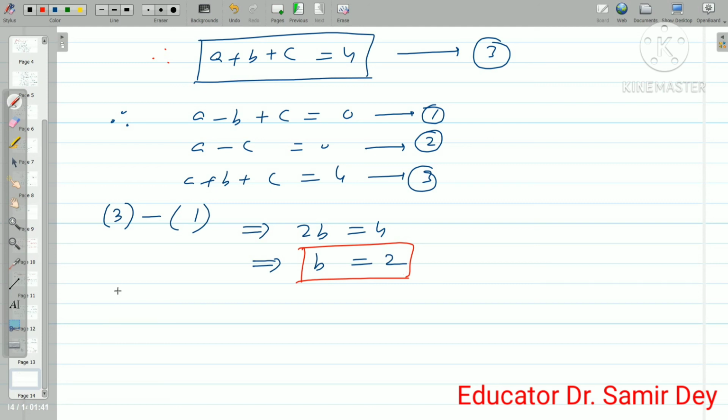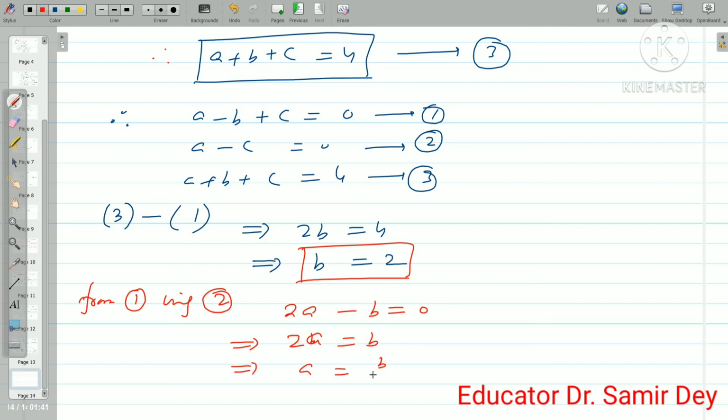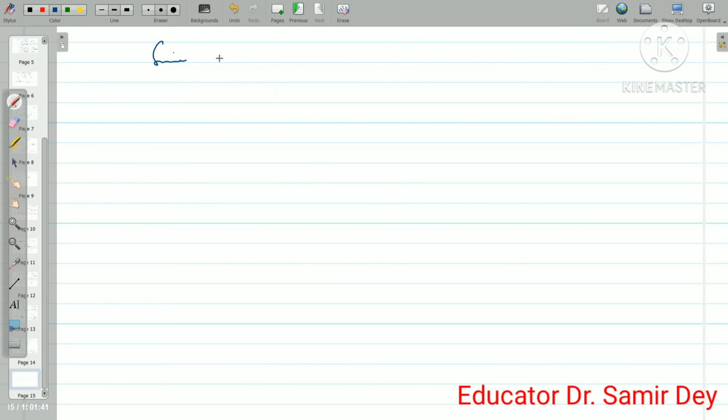From 1, b is equal to 2. From 2, then you have 2a minus b is equal to 0. That means 2a is equal to b. So what is b? b is equal to 2. So a is equal to b by 2, which is 2 by 2, which cancels, that is 1. So this implies a is equal to 1. Okay. And next, since a minus c is equal to 0, this means a is equal to c.